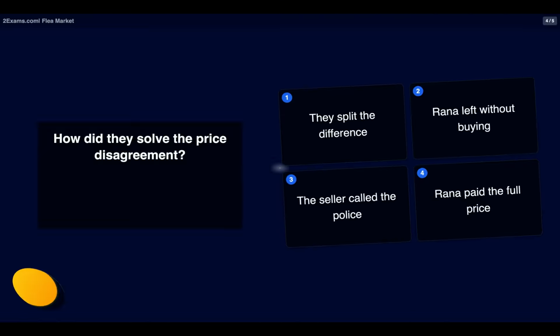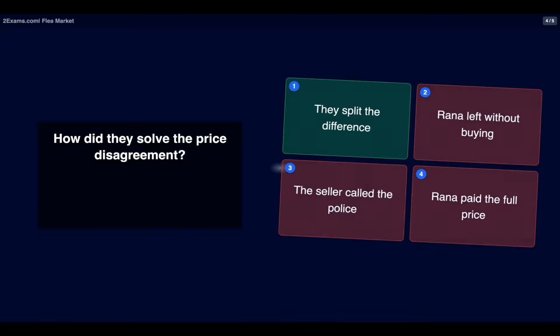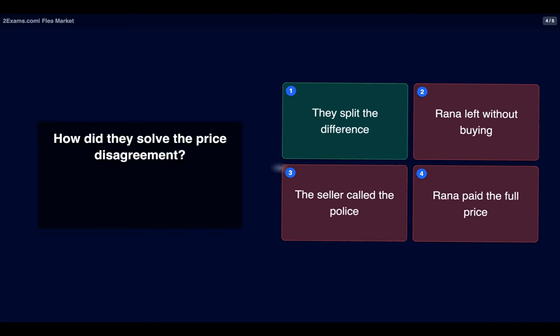How did they solve the price disagreement? Good job. The answer is, they split the difference.